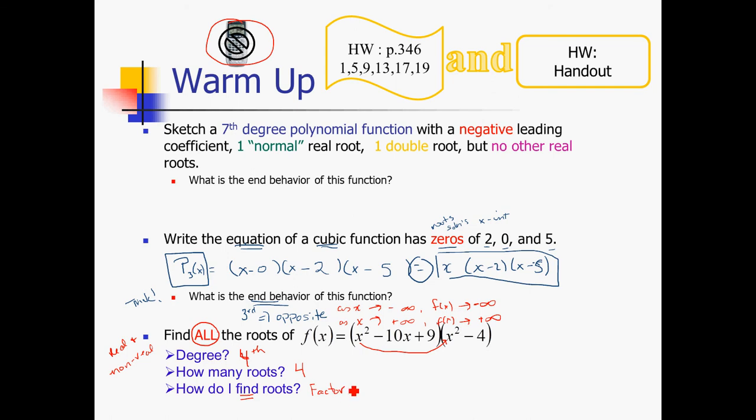You always try to factor first, right? And when you find roots, you are equal to 0, aren't you? So let's take this equation and set it equal to 0. How many factors do you have? 2. 2 things are multiplied together to generate 0. Therefore, either x squared minus 10x plus 9 must be equal to 0, or x squared minus 4 must be equal to 0.